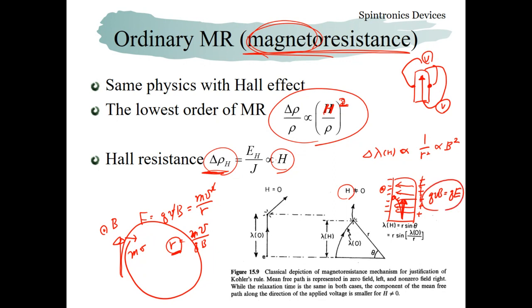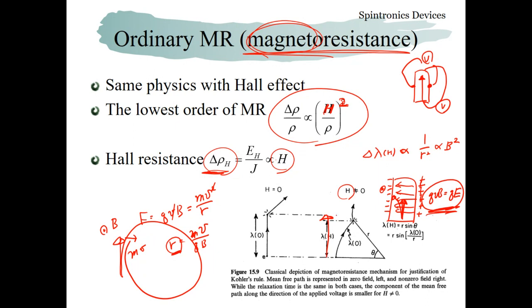That's the condition for finding the Hall effect. When they satisfy this condition, there is no more bending. So there is some dilemma. If we think about this effect, there is no ordinary MR.